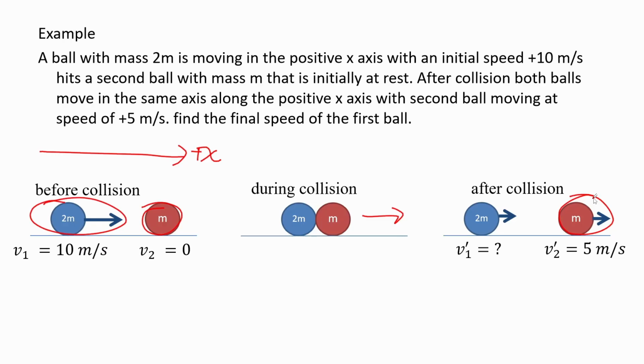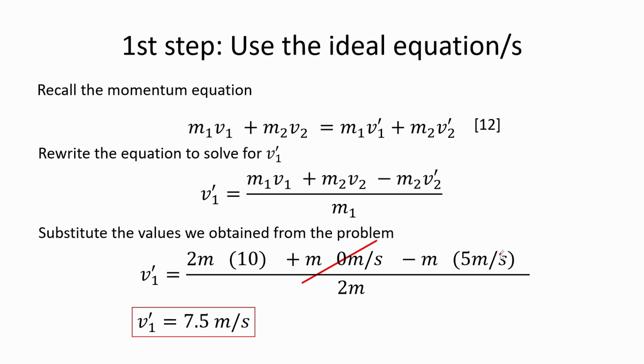I think that's it. Okay. And the question is, find the final speed of the first ball. So the question is this one. How much is it? Okay, let's go. So after collision, what happened is that they move at different speeds. They're not moving joined together. So, is it elastic or inelastic? So, it's an elastic type of collision.